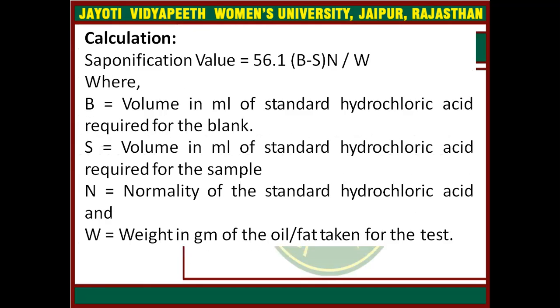These are the calculations for saponification value. Saponification value is approximately 56.1 (B minus S) into N divided by W, where B is the volume in ml of standard hydrochloric acid required for the blank, S is the volume in ml of standard hydrochloric acid required for the sample, N is the normality of the standard hydrochloric acid, and W is the weight in gram of the oil or fat taken for the test.